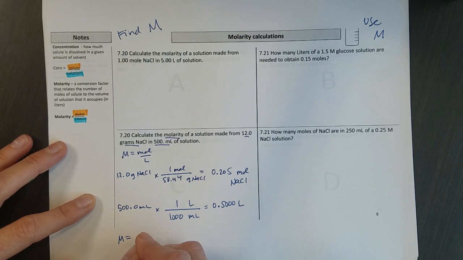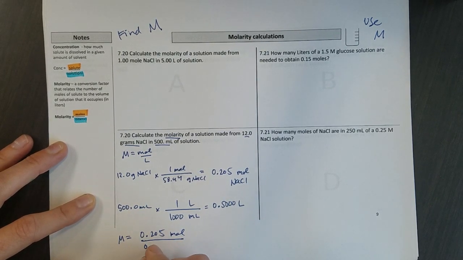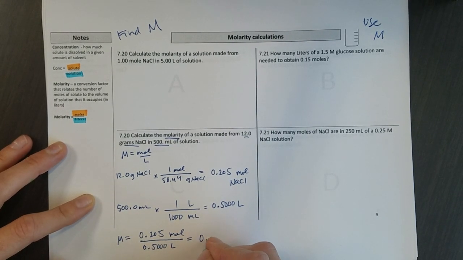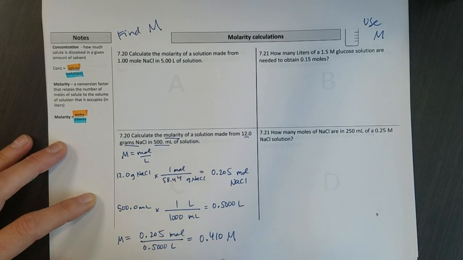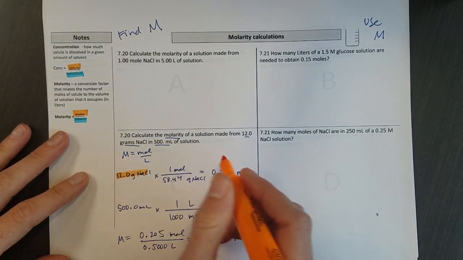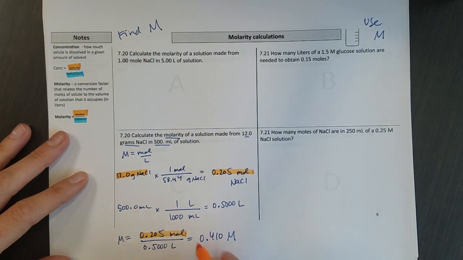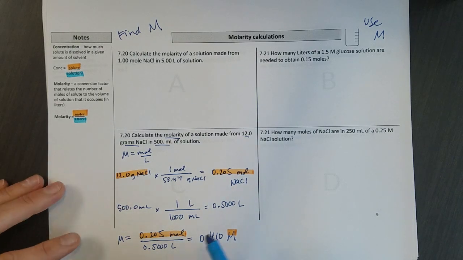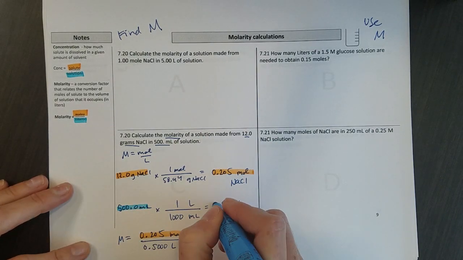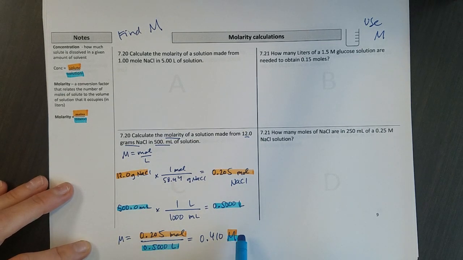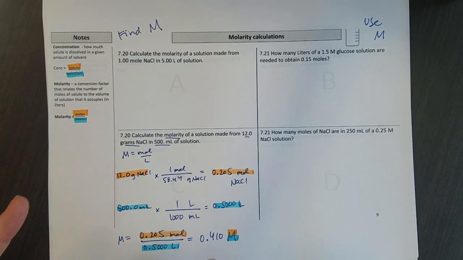So now I have my solute and I have my solution, and I can plug them into molarity. So molarity is going to be the solute moles over the solution liters, and that comes out to 0.410 molarity. So let me just emphasize for you here, I have solute that I converted to moles and then used here. Here's my solution that I converted into liters, put it here.